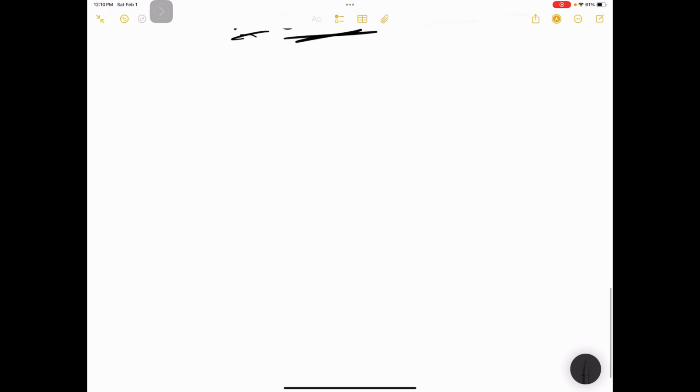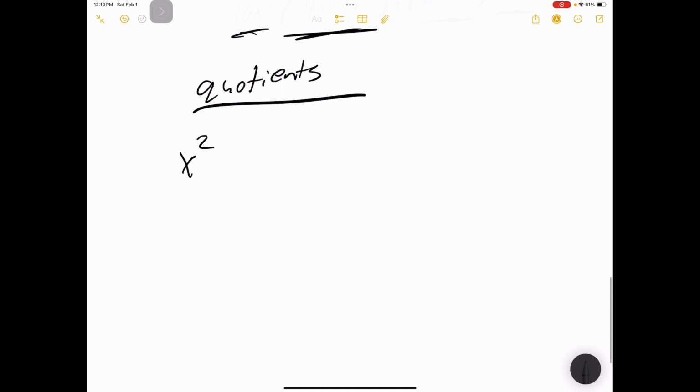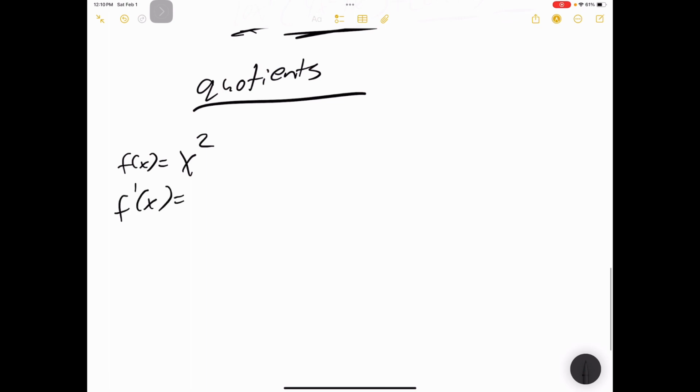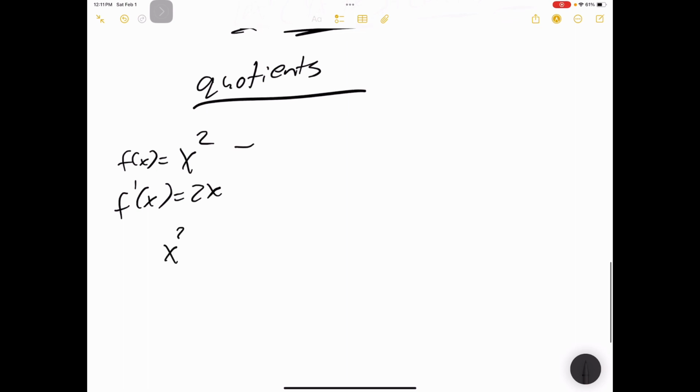So now let's move into the quotient rule. And we'll start with an example that might surprise you. If I have the function f of x is x squared, then f prime of x is equal to 2x. We know that for a fact. But x squared is equal to x cubed over x. We all know that. We have 3 x's on top, 1 on the bottom, which means we just have 2 on top.